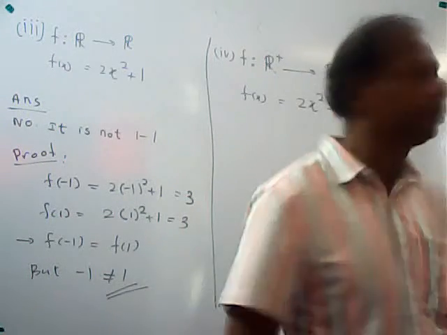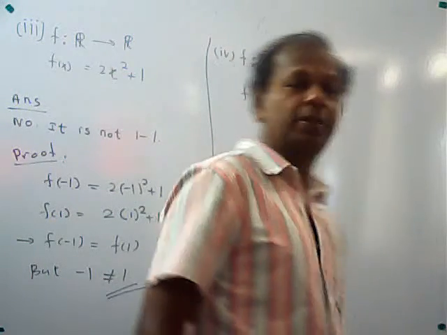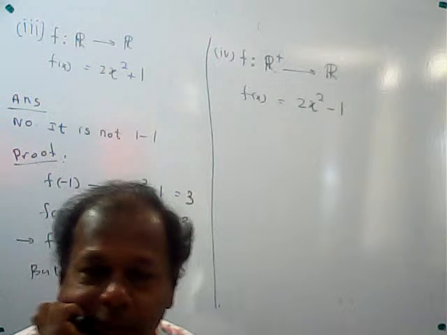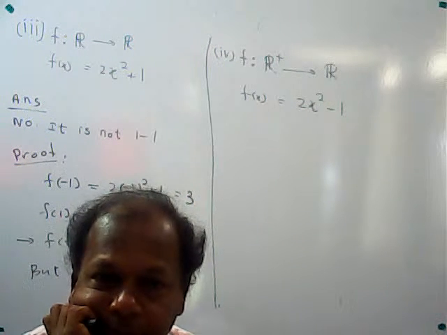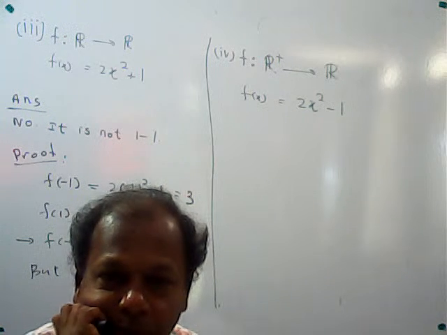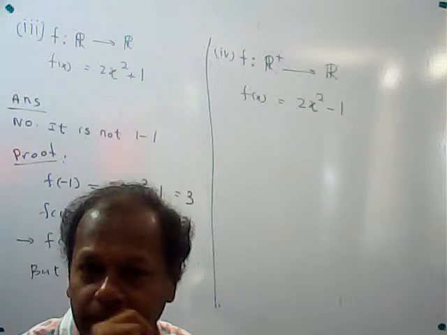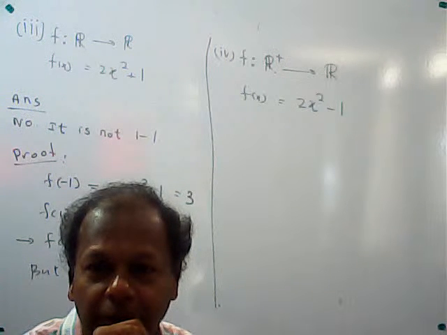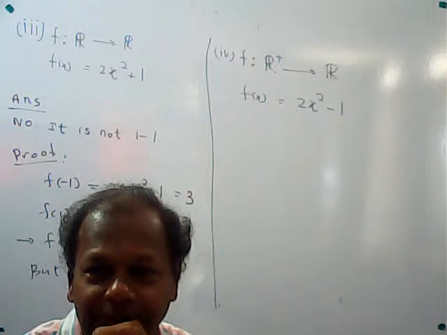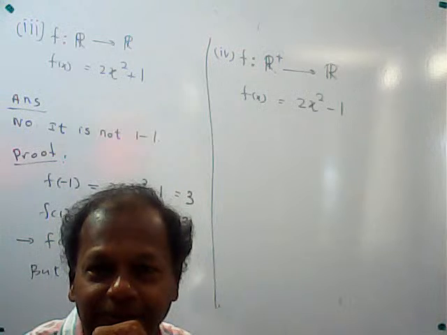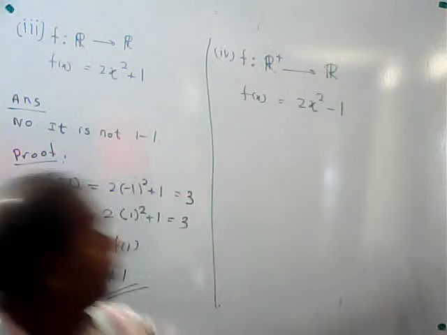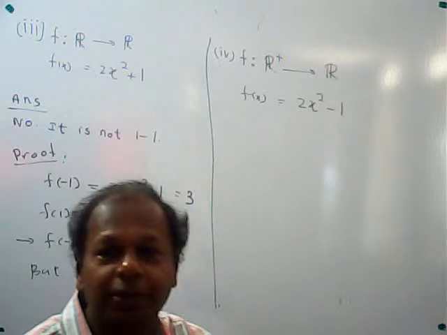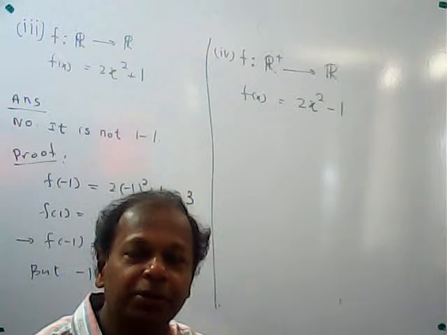Right, now this number 4. What do you think? Number 4. It is 1 to 1 or not? Number 4, 1 to 1 or not? Yes, 1 to 1. What about the others? F goes from R plus into R. Fx equals 2x squared minus 1. One student says 1 to 1.